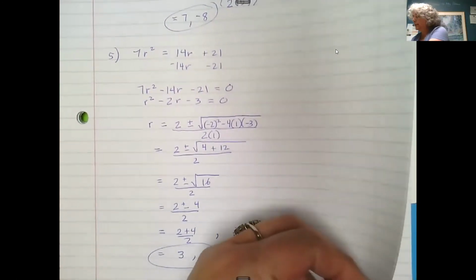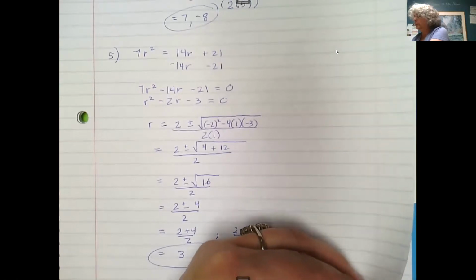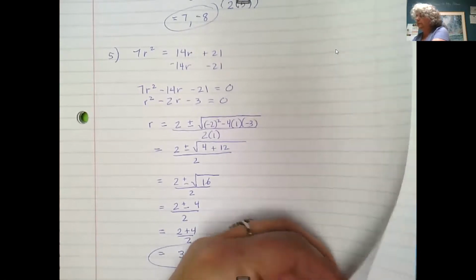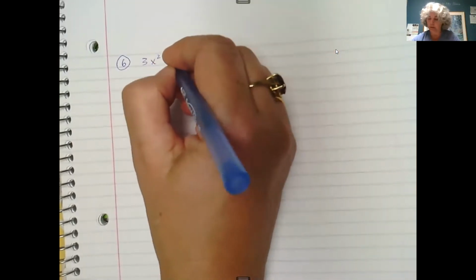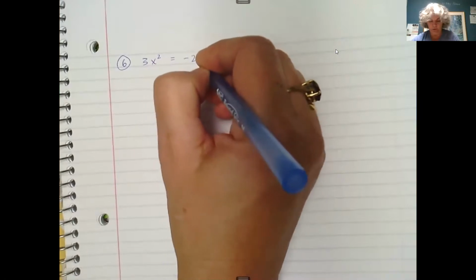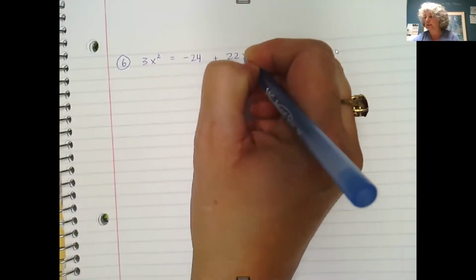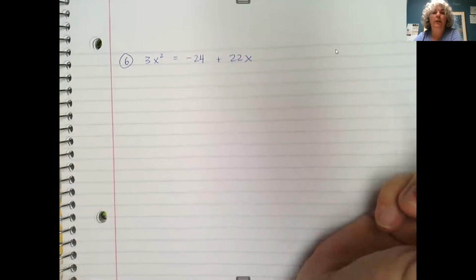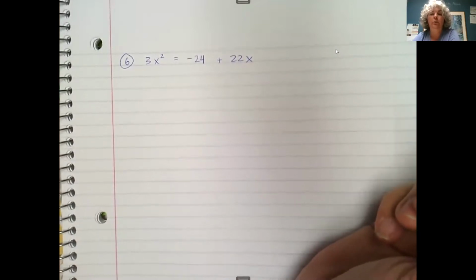Okay, we have one more example. Let's see what we get when we do this one. This is example 6. 3x squared equals negative 24 plus 22x. I recommend that you pause the video and see what you can do with this one.